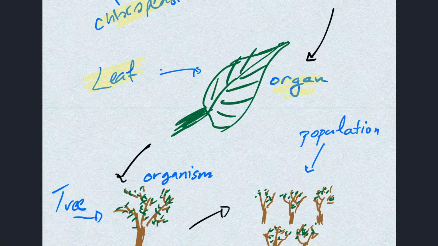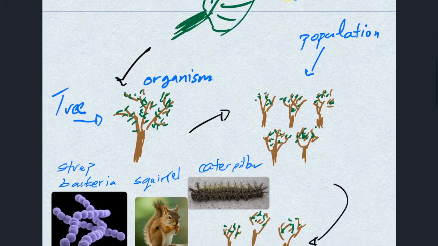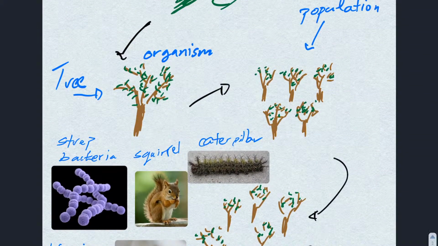But leaves are not the only organs that we find, and so we can build something even larger, and we call that an organism. So an example of an organism is a tree, which is composed of leaves, but also branches and trunks and roots. Several trees together form a population. So you can have a population of several trees in the same location.